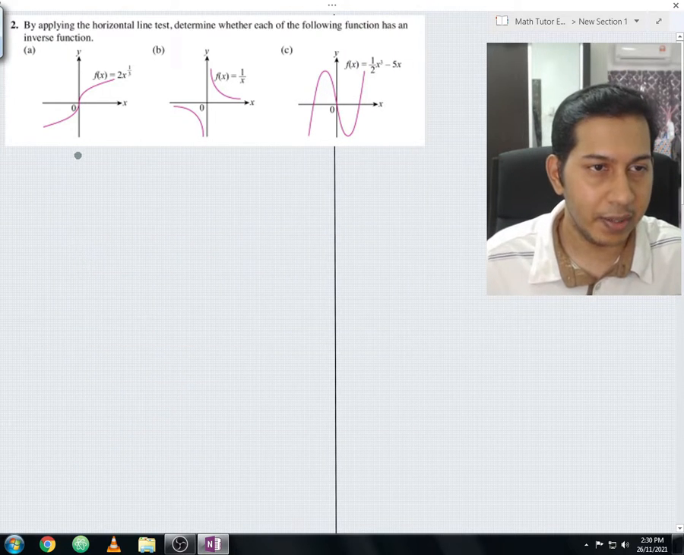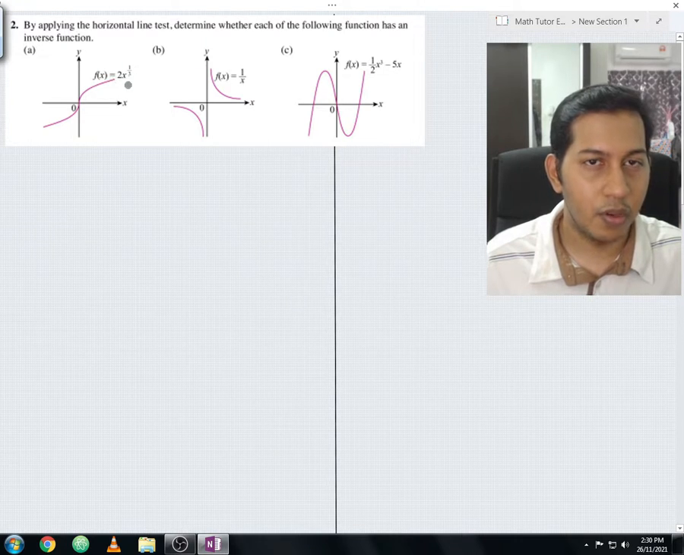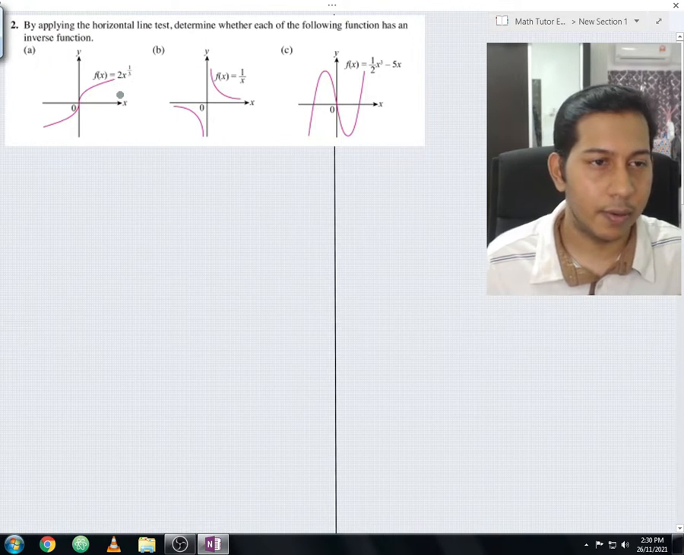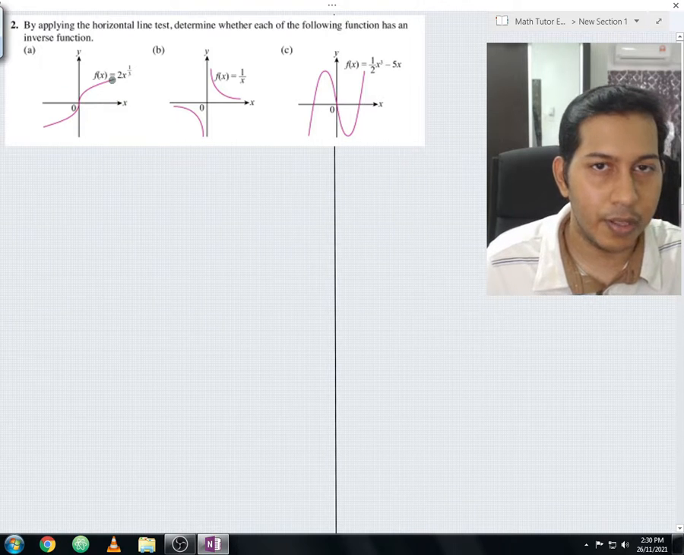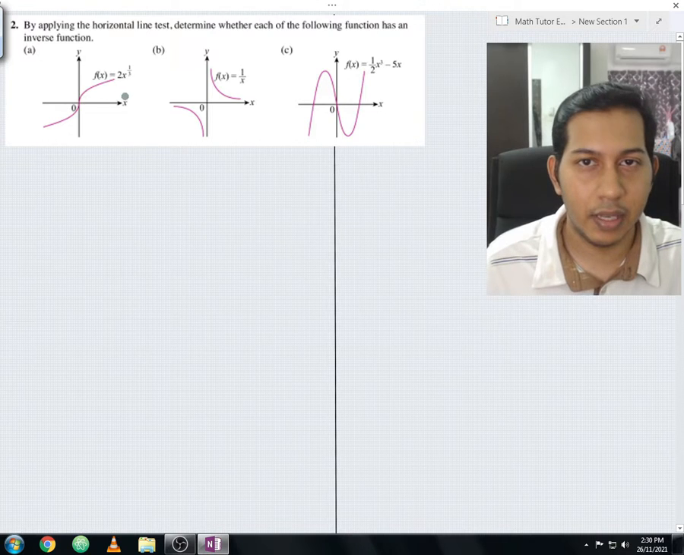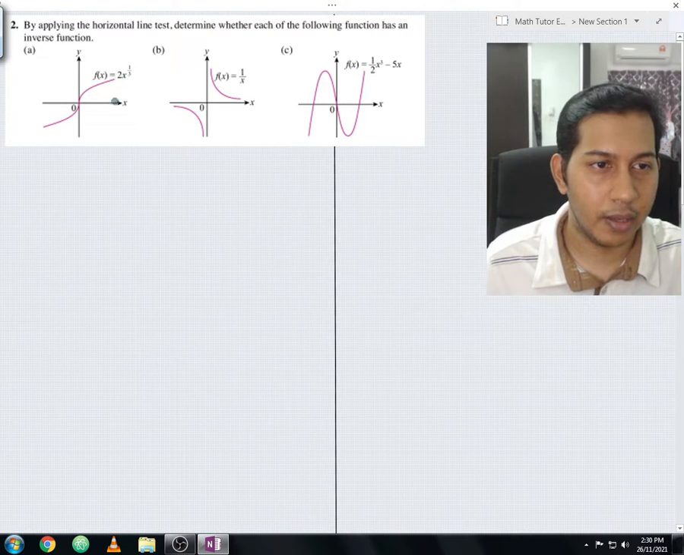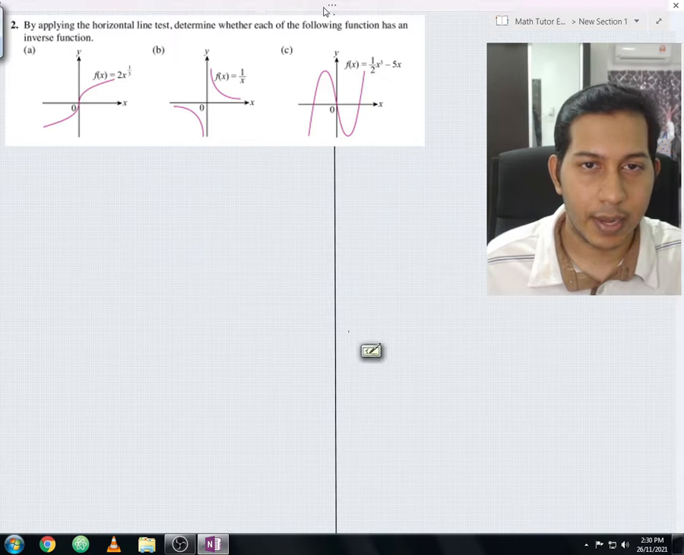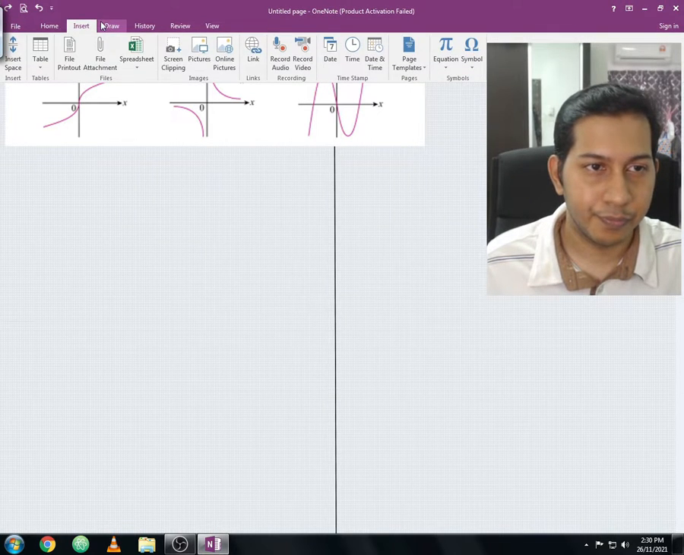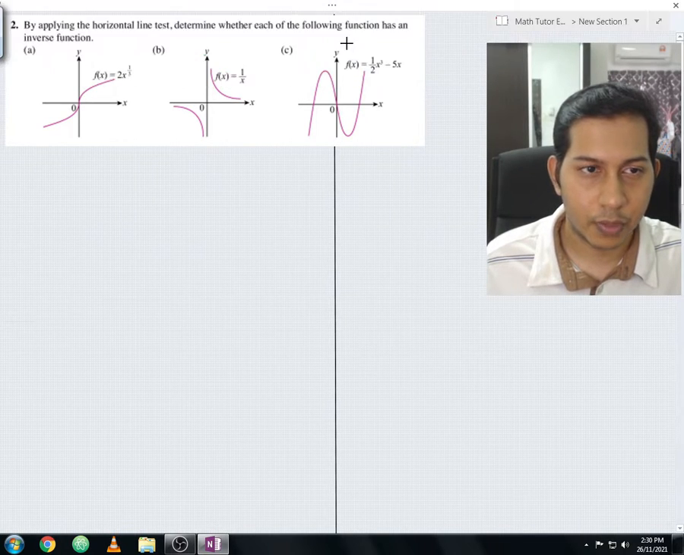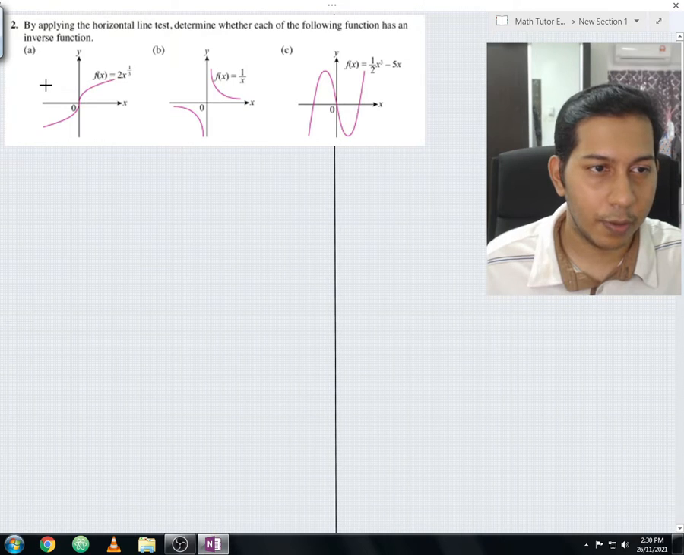As you can see here, in question part A you have the function f(x) equals 2x to the power of 1 over 3. What we're going to do is draw a horizontal line. You can draw this horizontal line at any part, but make sure it is within the graph. So let us start to draw. We're going to draw the horizontal line at the top over here.